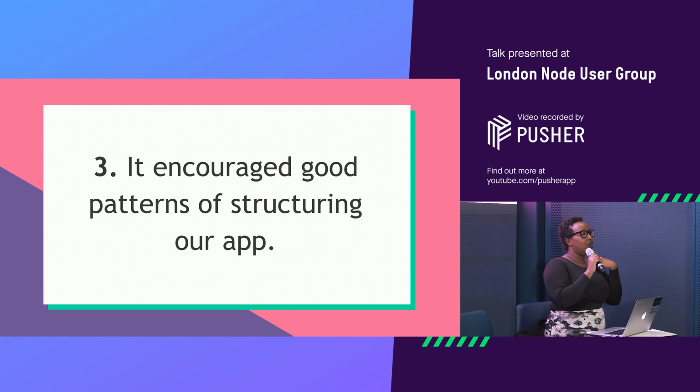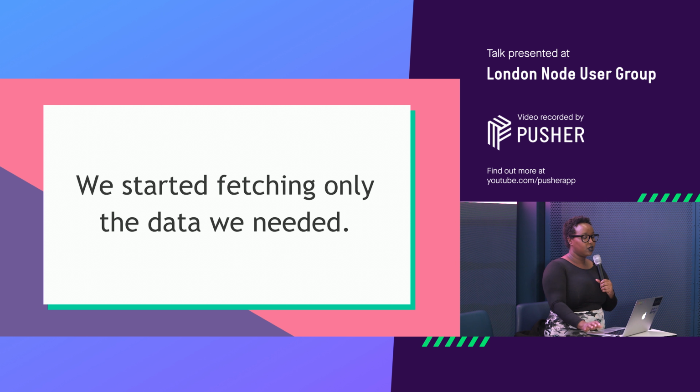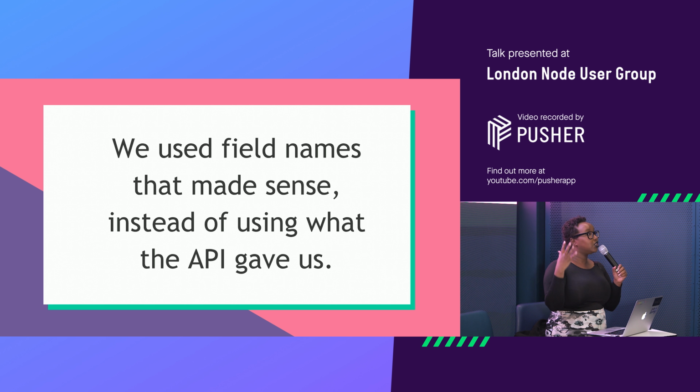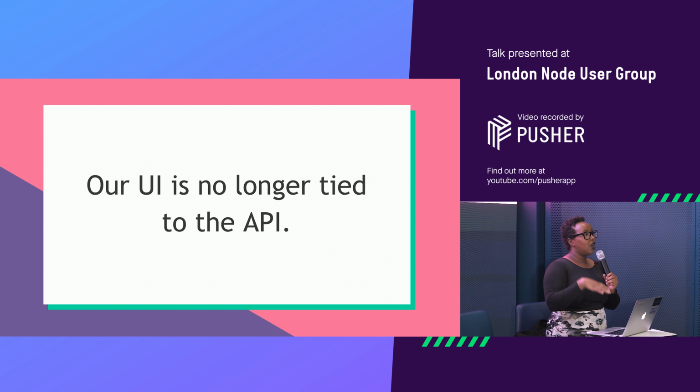Another huge benefit that we've got with GraphQL is that it encourages good patterns of structuring our application. We started fetching only the data we needed. We stripped all our business logic out of our components, and we started to have true separation of concerns. We started using field names that actually meant something to us, not just what the API gave us. And now our UI is no longer tied to this API.